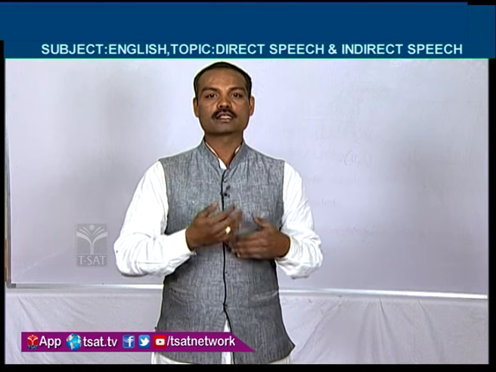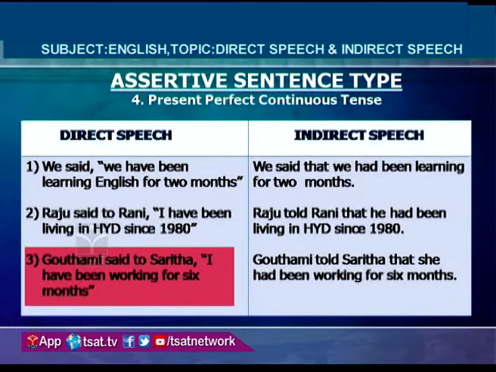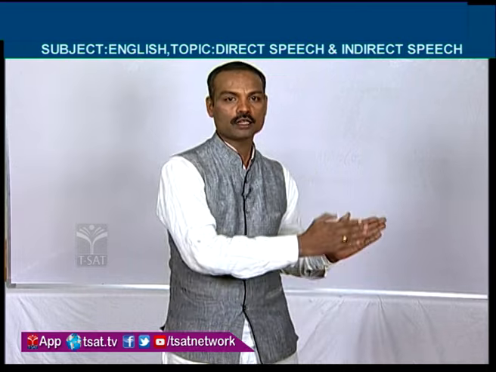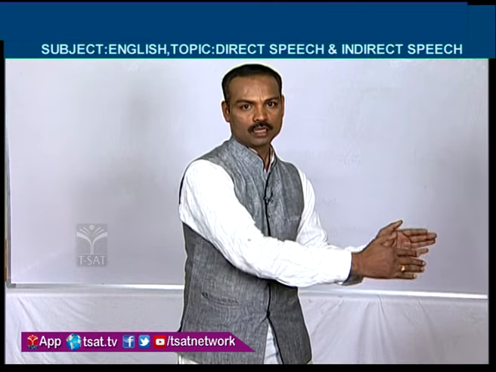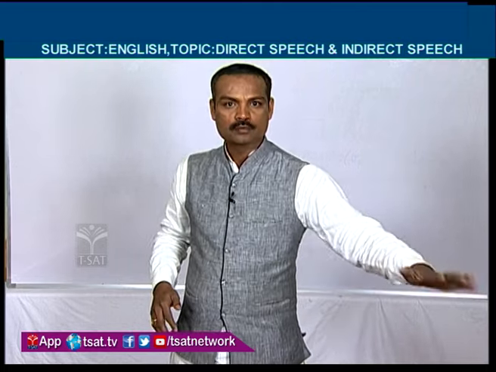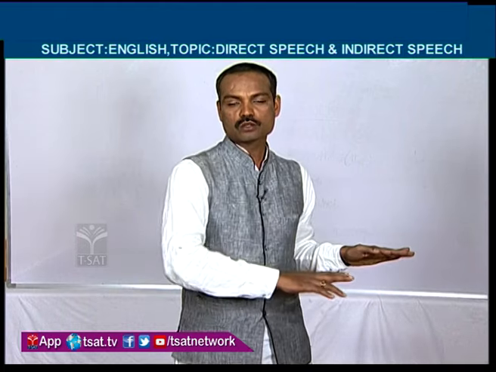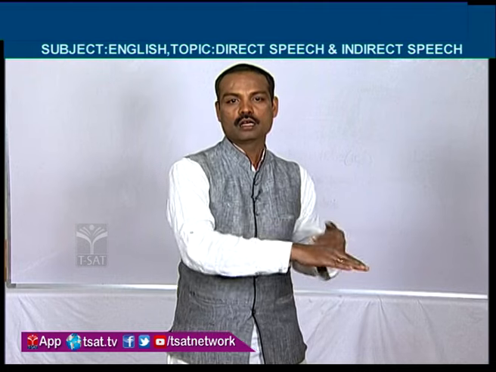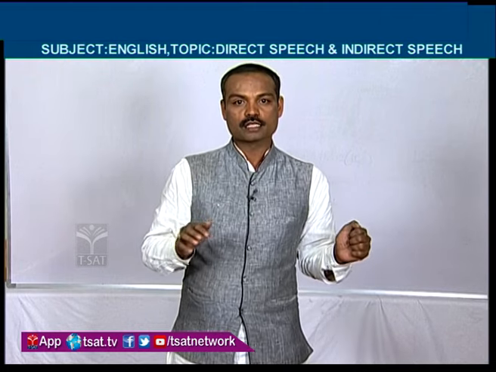What is the next example? What is the third example? Gautami said to Sarita. What did Gautami say to Sarita? I have been working for 6 months. Here two girls are there. One girl's name is Gautami and another girl's name is Sarita. What are these two girls talking? Gautami is telling that I have been working for 6 months.